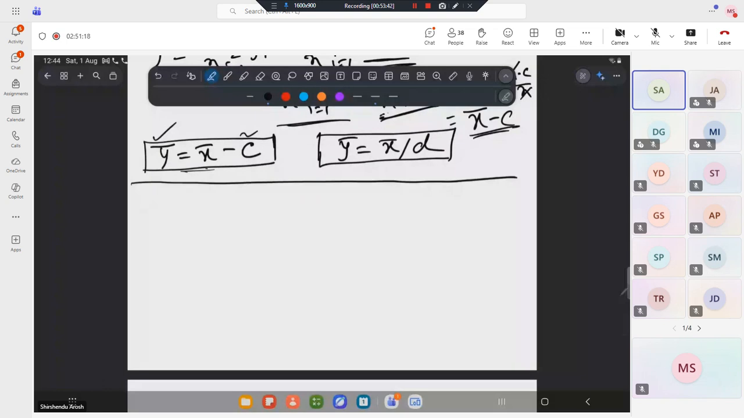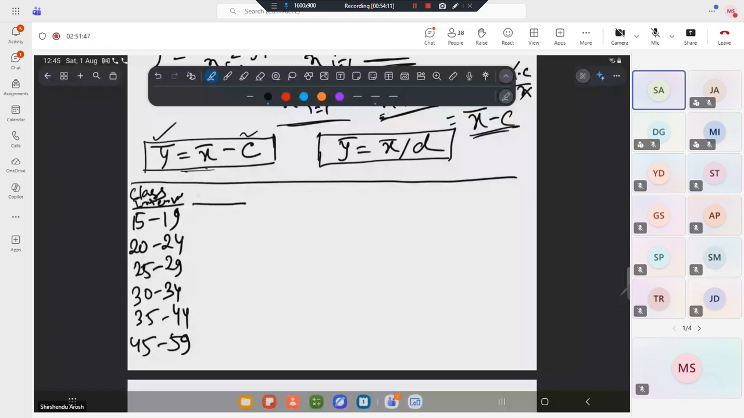First, let me repeat the problem: class intervals 15 to 19, 20 to 24. I need a lot of space on the right hand side, that's why I'm writing like this: 25 to 29, 30 to 34, 35 to 44, 45 to 59. The respective frequencies are already given: 37, 41, 43, 24, 9, and 6.